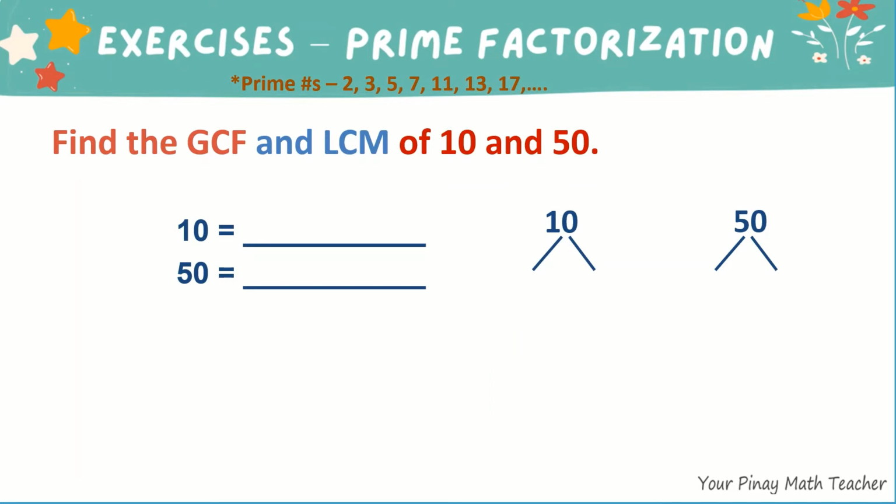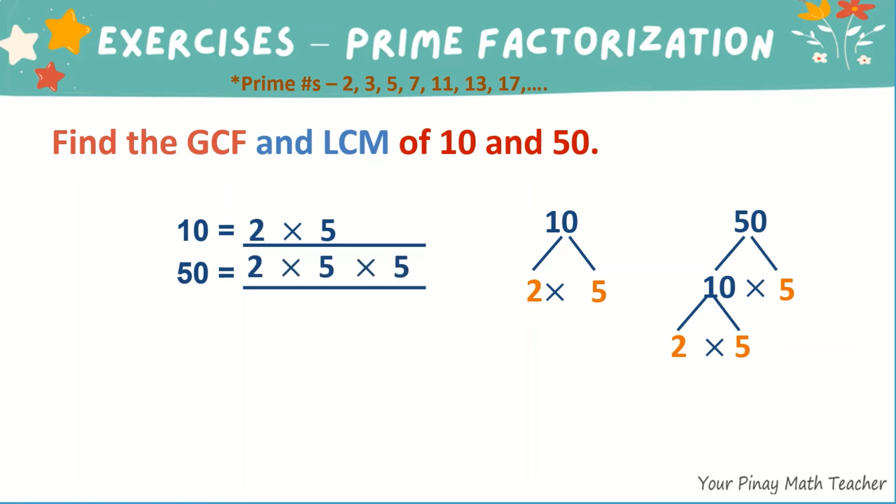Last example, find the GCF and LCM of 10 and 50. For 10, we have 2 times 5. For 50, I use 10 times 5. But 10 needs to be changed to 2 times 5. So the prime factorization of 10 is 2 times 5. And for 50, it is 2 times 5 times 5. Now let's encircle groups of common factors, which are 2 and 5.